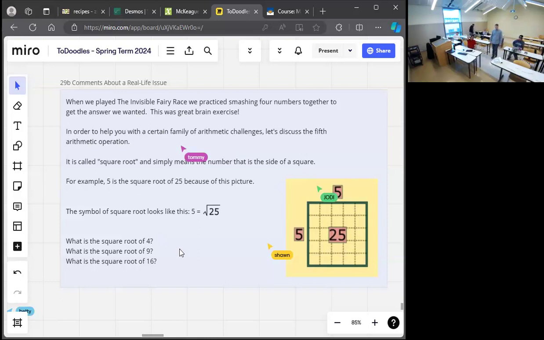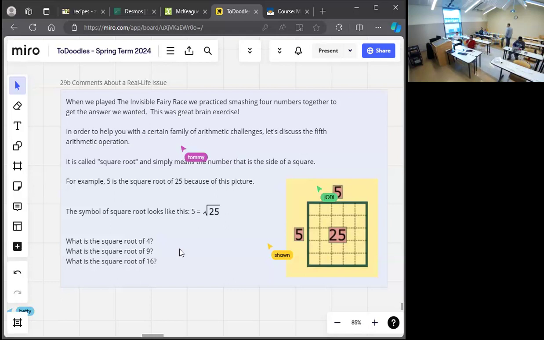Okay, we're gonna practice doing something called expressions now. Expressions are when you smash lots of numbers together. When we played the invisible fairy race, we practiced smashing numbers together. So we're gonna do that.